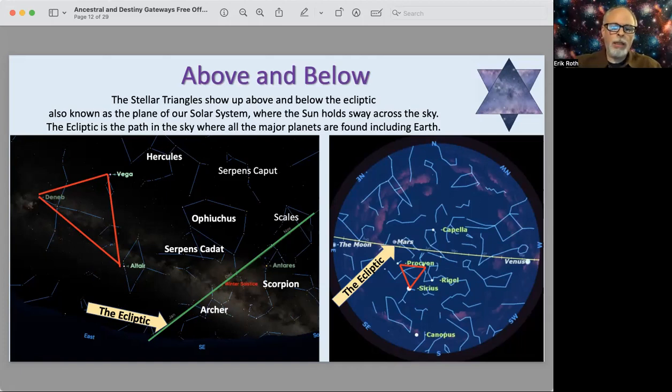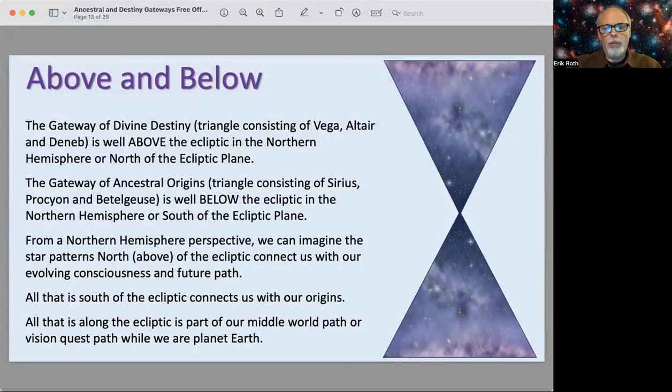So it's like this dividing line. And you can see in these images here where the triangle is in relationship to the ecliptic on both the left and the right. We can move on to the next slide here. So we've got two of these stellar triangles, these gateways, each consisting of 3 stars. We've got the gateway of ancestral origins, which is below the ecliptic in the northern hemisphere, or south of the ecliptic plane. Of course, it's flipped in the southern hemisphere, as Kaylin shared earlier.